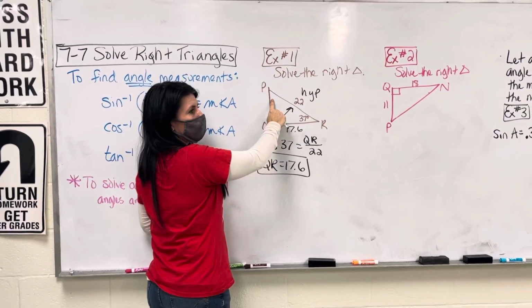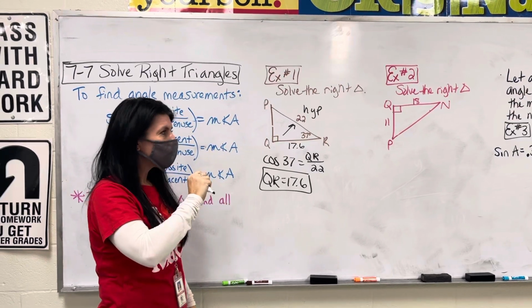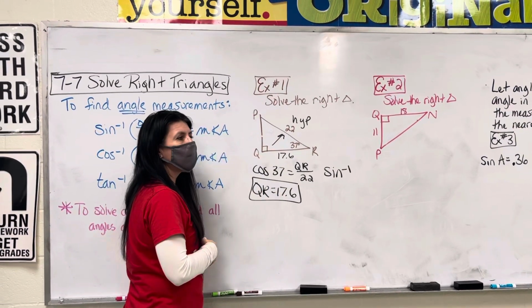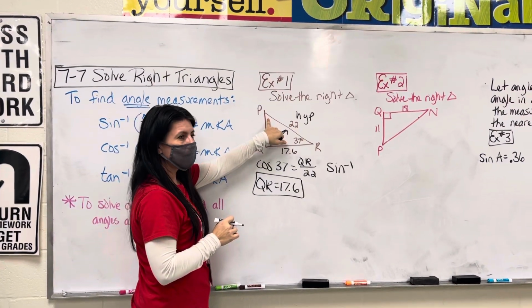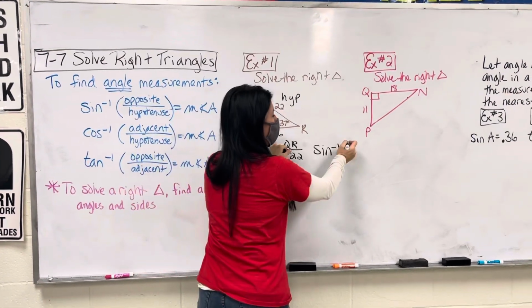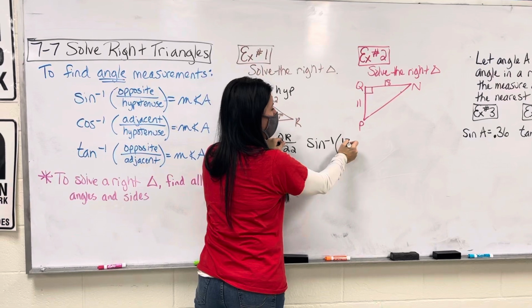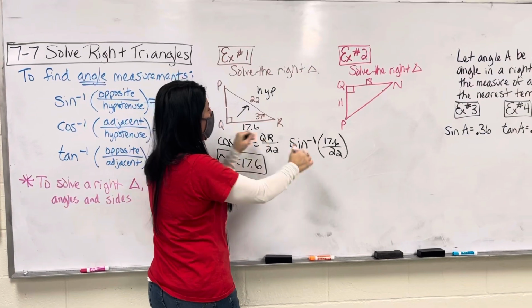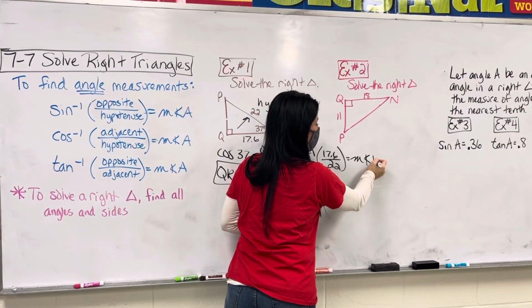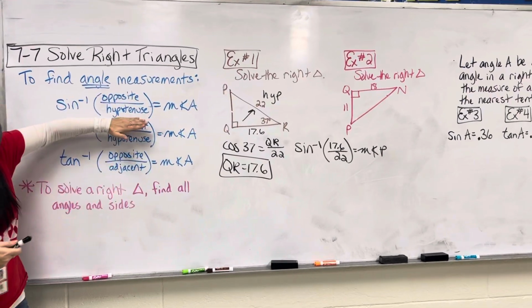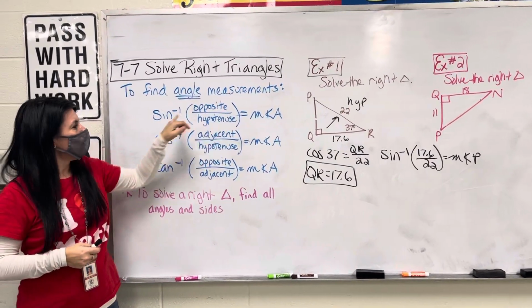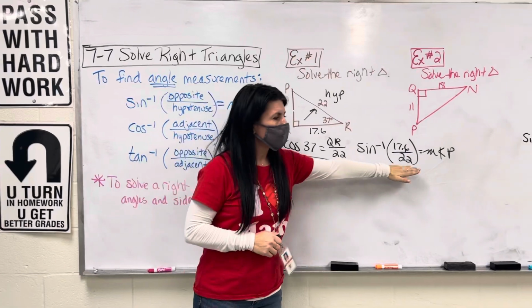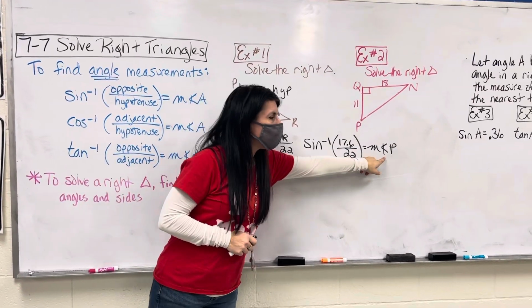I'm going to look for this angle. As soon as I'm looking for an angle, I know it's an inverse function. So I'm going to say it's the inverse of sine. That's what that -1 means. And I'm looking for angle P. The relationship inside those parentheses is 17.6 over 22. The result of that will give me the measurement of angle P. So look how I did this. This was my formula up here: opposite over hypotenuse. Inverse sine of opposite over hypotenuse will give me the measurement of this angle. So that's what I did over here. Opposite over hypotenuse will give me angle P.